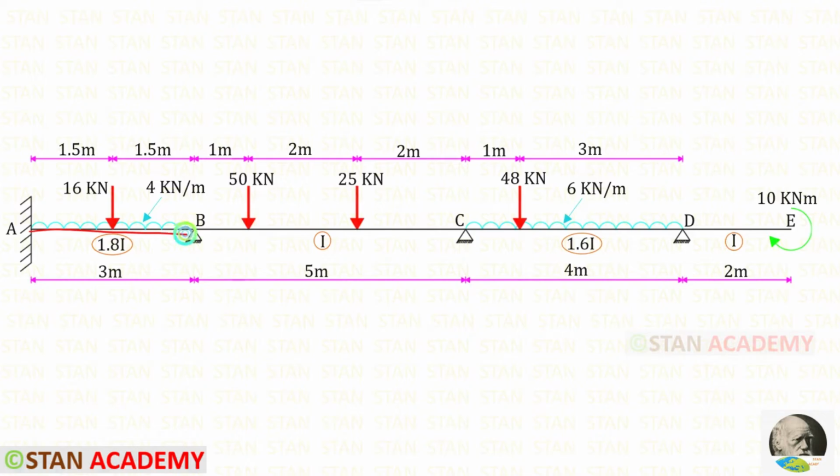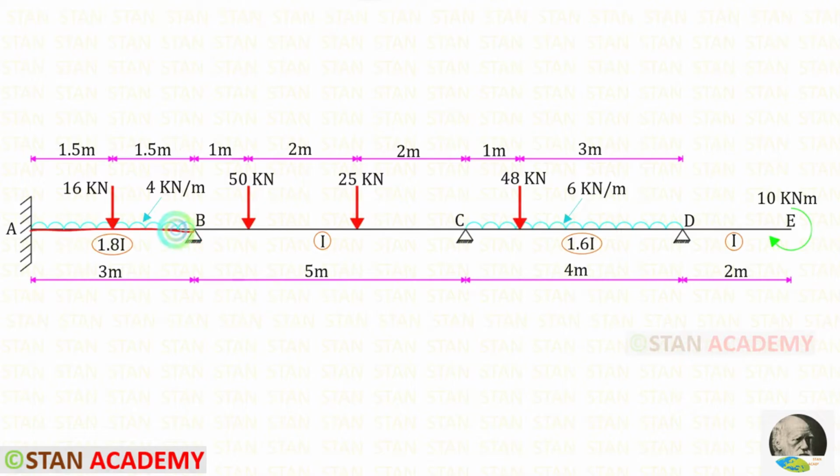In the span AB we have a point load and uniformly distributed load. In the span BC, there are 2-point loads. In the span CD, there is a point load and a uniformly distributed load. In the overhanging part DE, in the point E, we have a concentrated moment 10 kilonewton meter. It is acting in the clockwise direction.